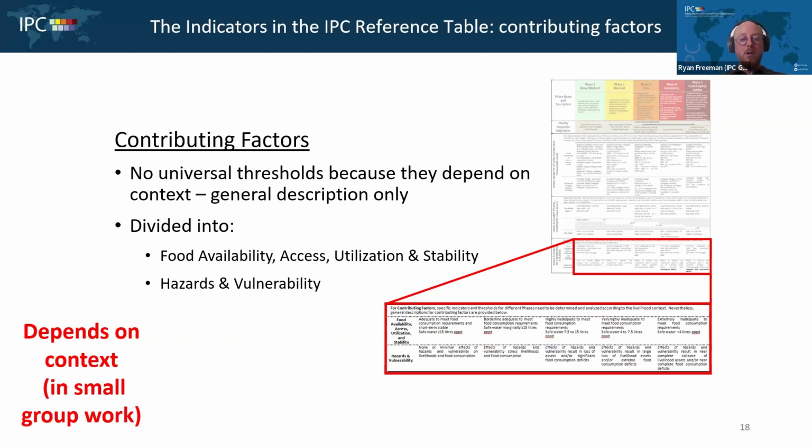But it is important to note that there are no universal thresholds for most of the contributing factors. They depend on the context, whether it's an urban environment, a rural environment, peri-urban environment, a protracted crisis, a sudden onset emergency. All of these contributing factors are very different, and how you interpret them depends on the context. So we do have some, however, that are on the reference table, and this does talk a little bit about the pillars of food security, so availability, access, utilization, stability.